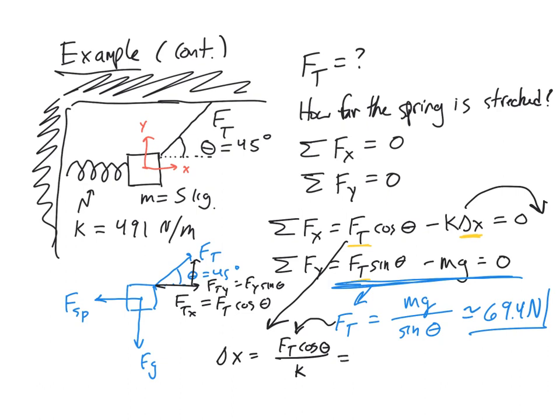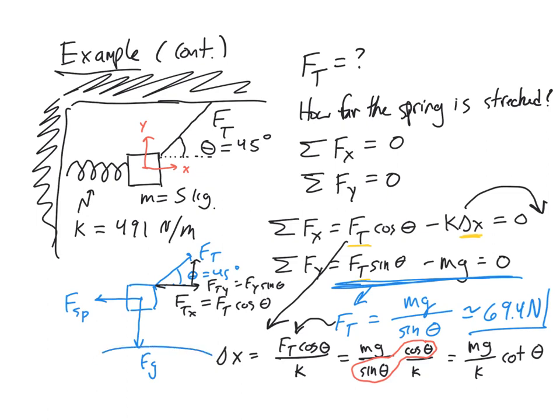So if I put Ft into there, I'll get mg over sine theta times cosine theta over k. Now I have the nice trig relationship right here. Cosine over sine is going to be a cotangent. And my final equation is going to be mg over k times the cotangent of theta. And so now I can just plug that into my calculator.